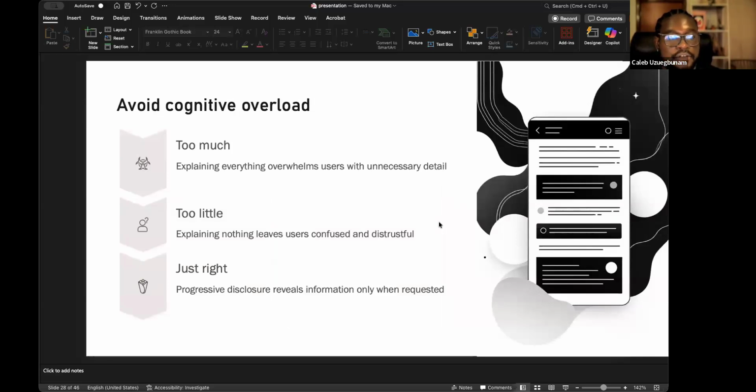Avoid cognitive overload. Too much will overwhelm users. Too little explains nothing and users get confused, which is the same thing as overwhelm. And just right is exactly where we need to be, where there's a progressive disclosure of information when requested or when absolutely needed. And identifying where those trigger points are is also the team's responsibility.